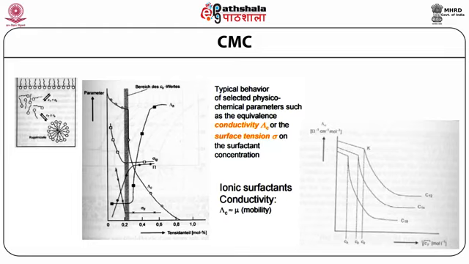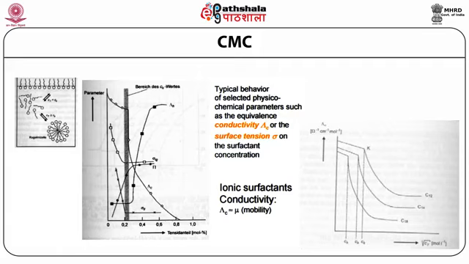CMCs of common non-ionic surfactants are in the range of 10 raised to the power minus 4 to 10 raised to the power minus 3 molar. The polar heads of non-ionic surfactants will not have any electrostatic repulsion, and hence self-assembly will be easier.